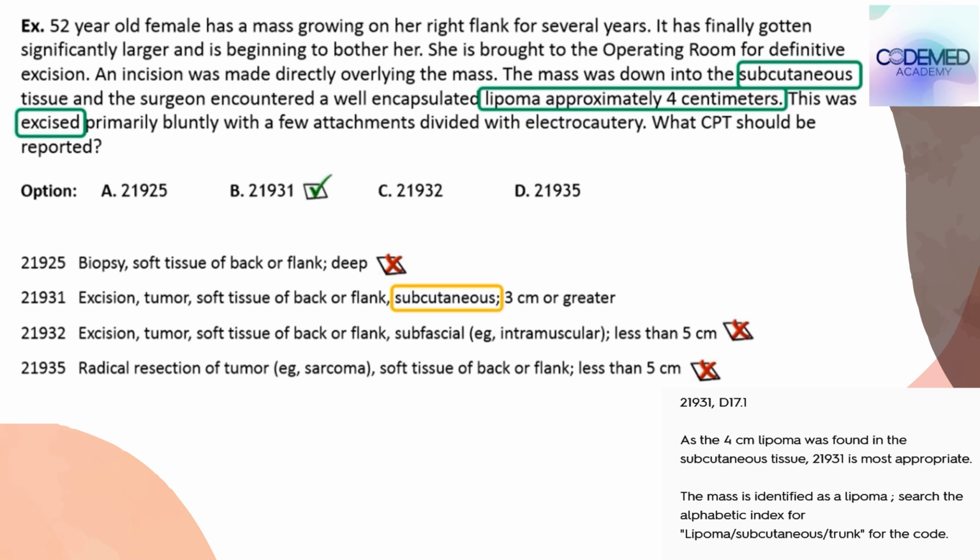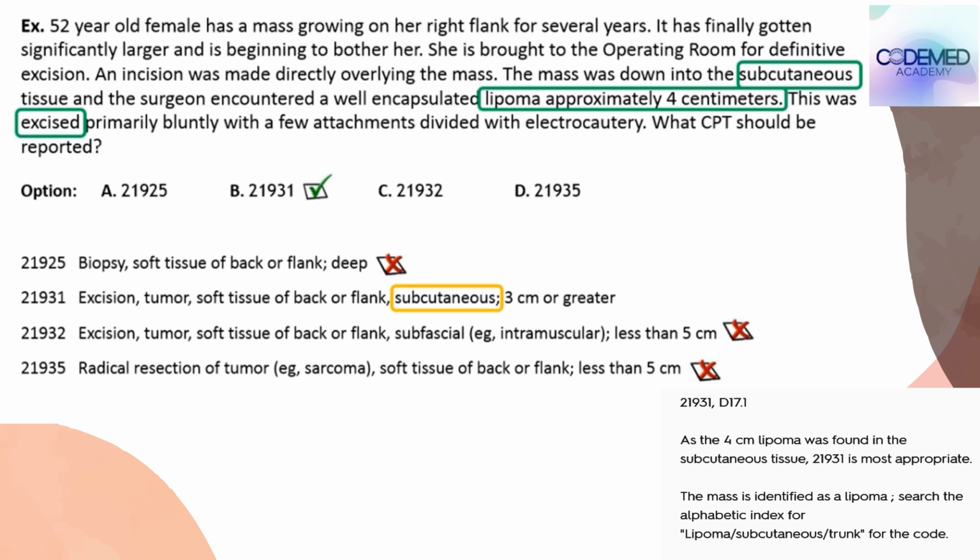And we have the different CPT codes. The first is biopsy, soft tissue of the back or flank. Now in this case, what did they do? They have done the excision. So 21931 is for excision, tumor, soft tissue of the back and flank, subcutaneous, 3 centimeters or greater.